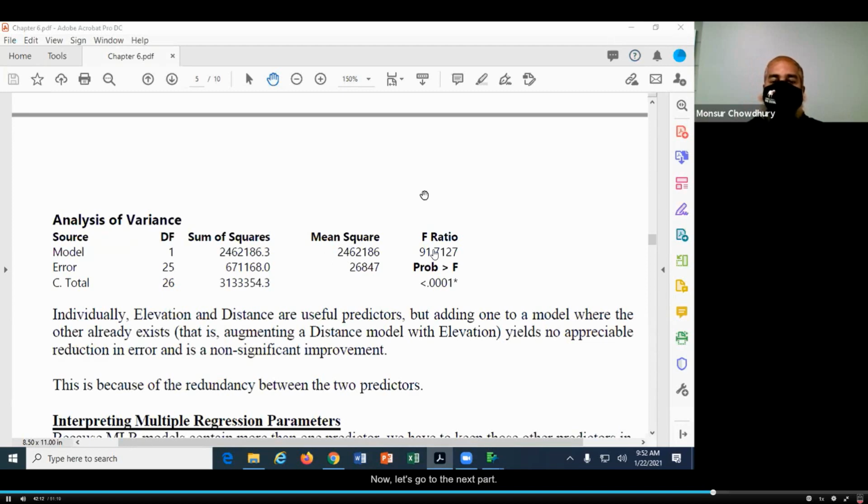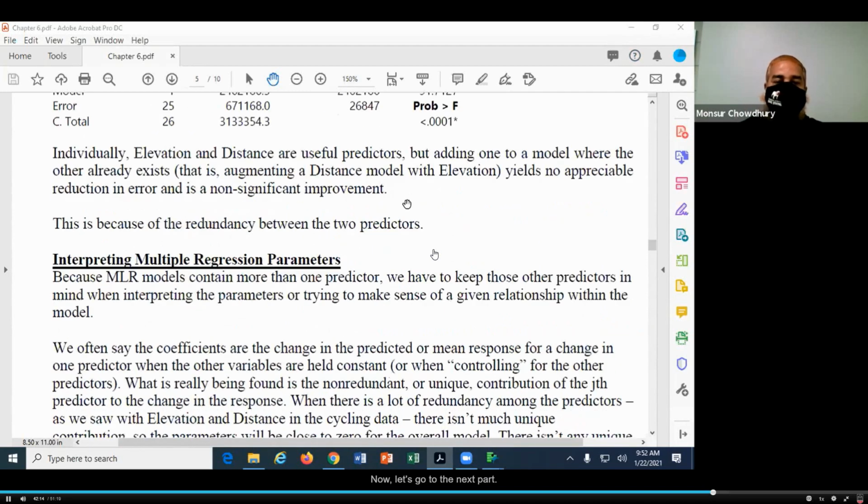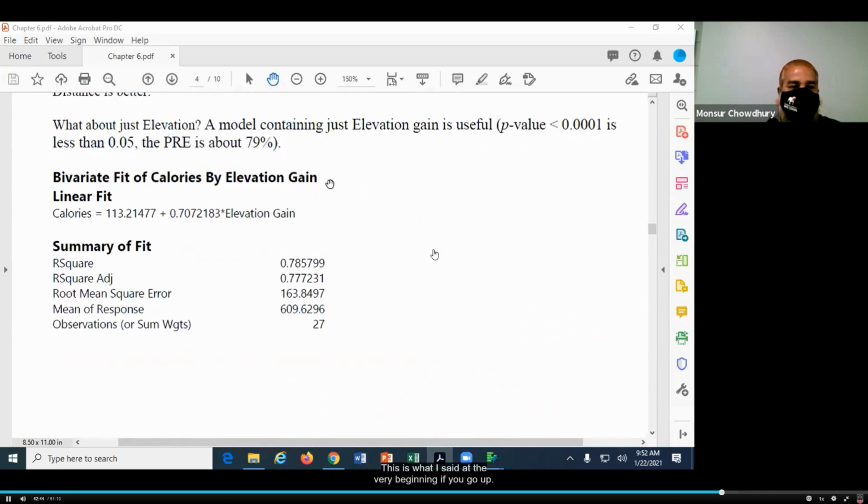Okay, now let's go to the next part. So we learned that if we have redundancy, what is the problem? Now, interpreting the multiple regression coefficients. In the simple linear regression model, we call the regression coefficient the slope because we have only one predictor. Now, in a multiple regression model, we have more than one predictor. So each predictor coefficient, we call it the partial regression coefficient. This is what I said at the very beginning.